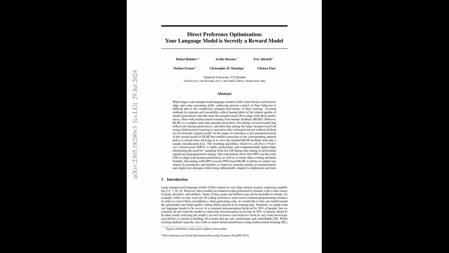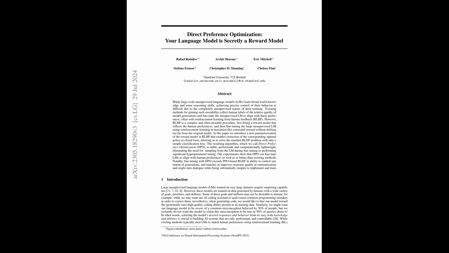DPO's core insight is elegant and, once you see it, almost obvious in retrospect. The authors start from the same KL-constrained reward maximization objective that RLHF uses. It's well known that this objective has a closed-form solution. The optimal policy is proportional to the reference policy multiplied by the exponentiated reward, divided by a normalizing constant called the partition function. This is nice in theory, but useless in practice because computing that partition function, which sums over all possible text sequences, is intractable.